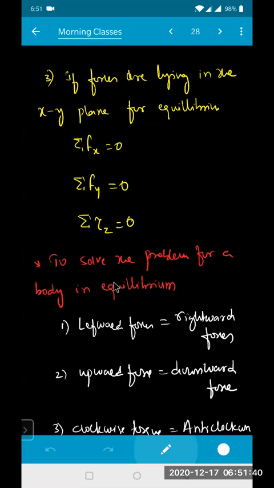This is the sign convention we use to solve problems for a body to be in equilibrium. Leftward force must be equal to rightward force, upward force balances downward force, and clockwise torques must be equal to anti-clockwise torques.